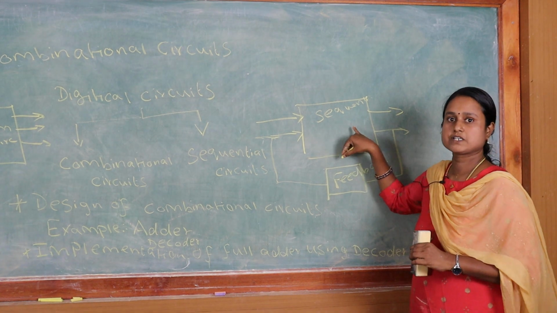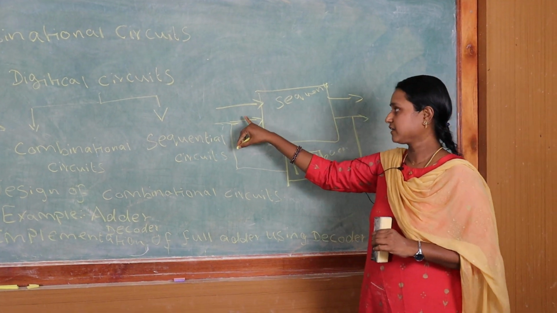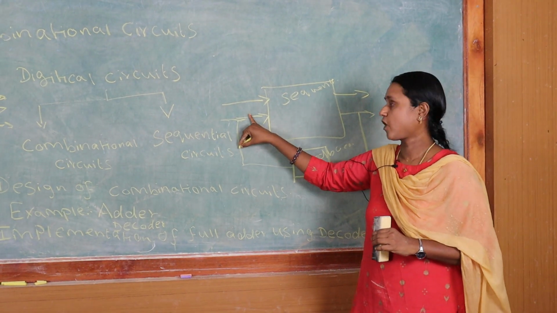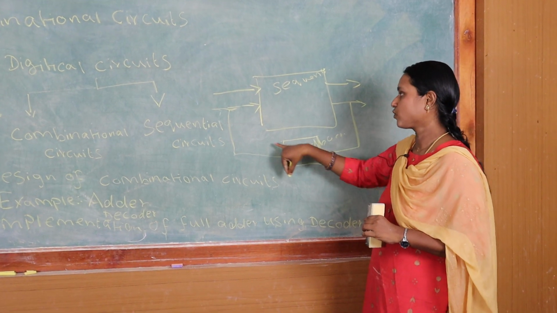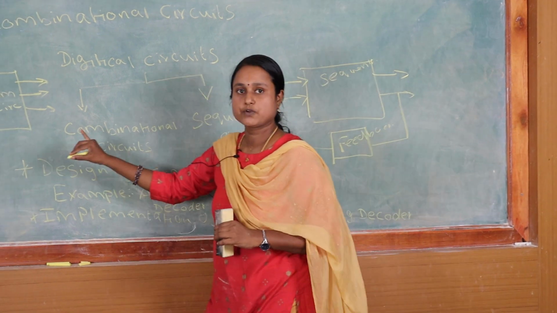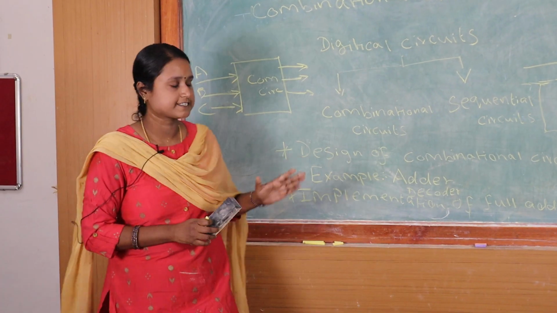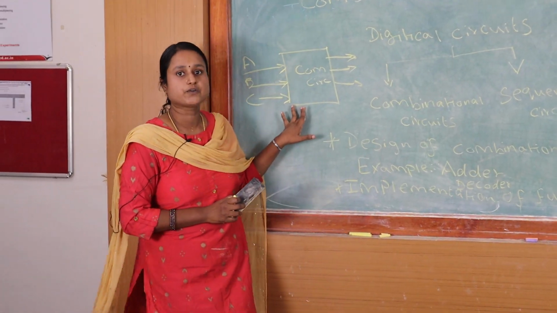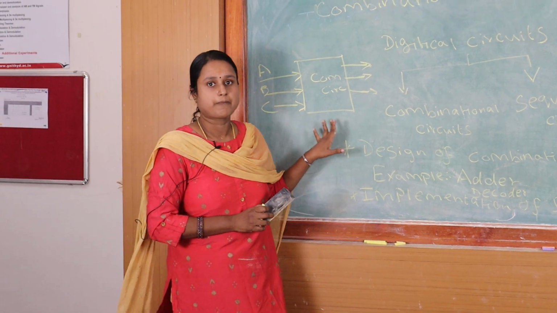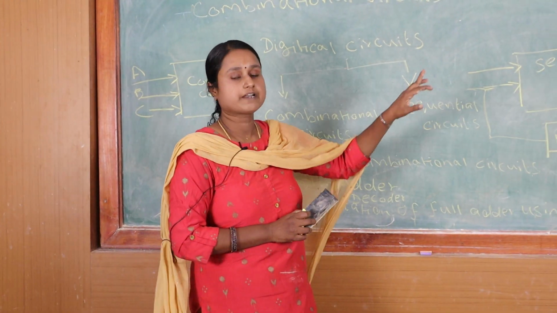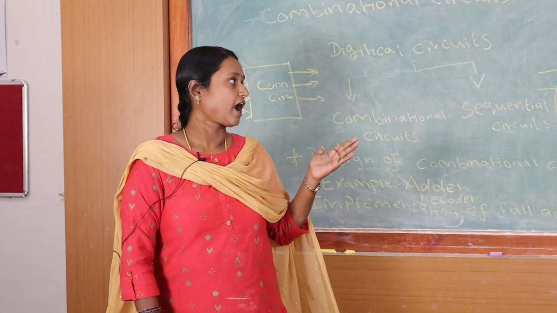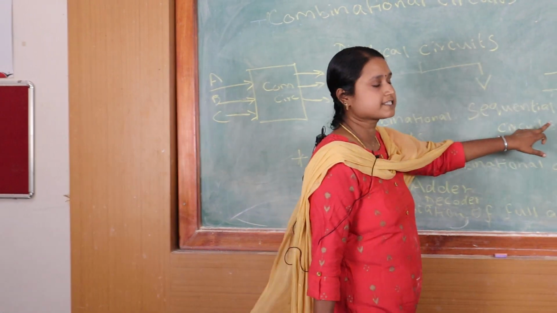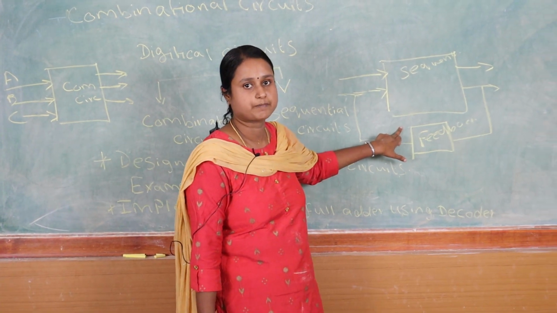So this is the sequential circuit block diagram. Here we are giving some inputs, and the output will be retrieved with the help of the previous state output also. So a combinational circuit does not have any feedback system, and a combinational circuit does not require any memory. But in a sequential circuit we are focusing on previous state output also. So we have to give the feedback system. So for a sequential system memory is needed.